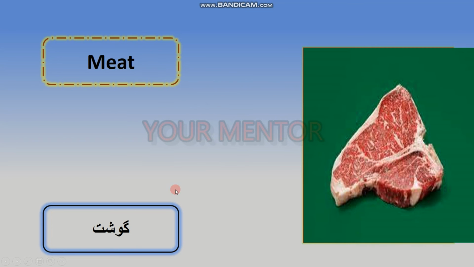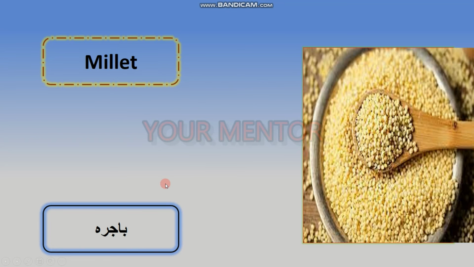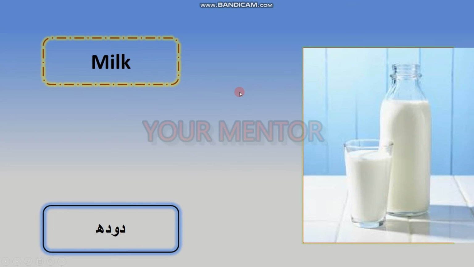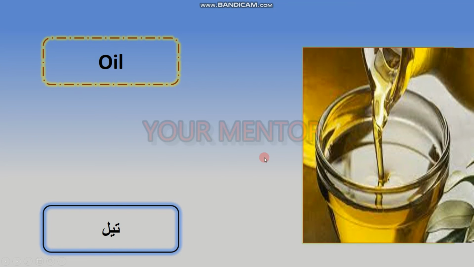Meat. Meat means gosht. This is the picture of meat. Millet. Millet we call in Urdu bajra. This is the picture of millet. Milk. Milk means doodh. This is the picture of milk. Oil. Oil means tel. This is the picture of oil.